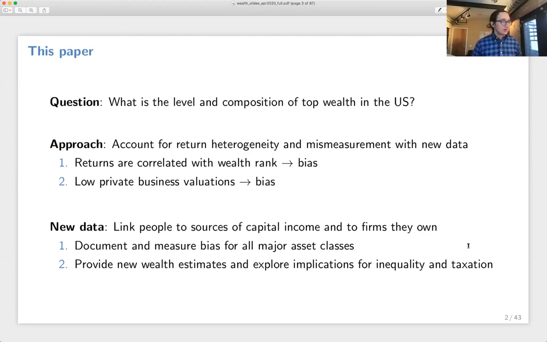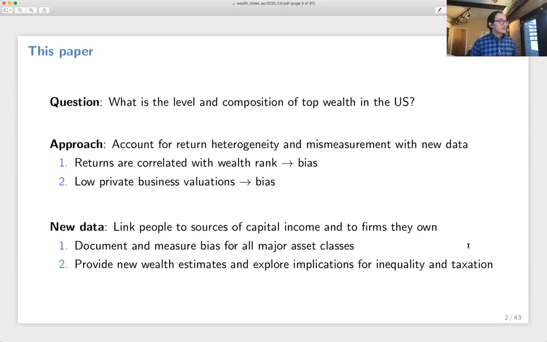The paper has two parts. The first part is a kind of methodological exercise that goes asset class by asset class, documenting why return heterogeneity and these other valuation and measurement issues are important, and trying to measure the bias for all these asset classes. So the 5 asset classes we're going to go through: fixed income, public equity, private equity, specifically pass-through business, housing, and pensions.